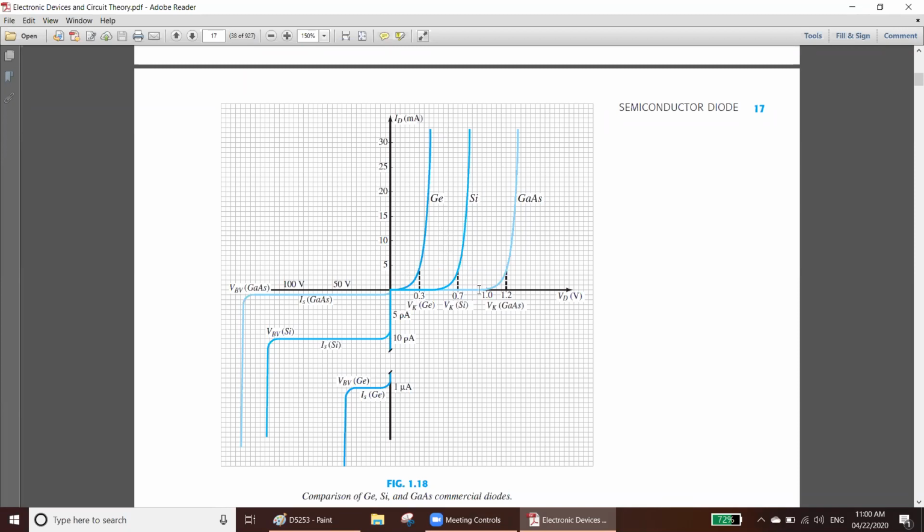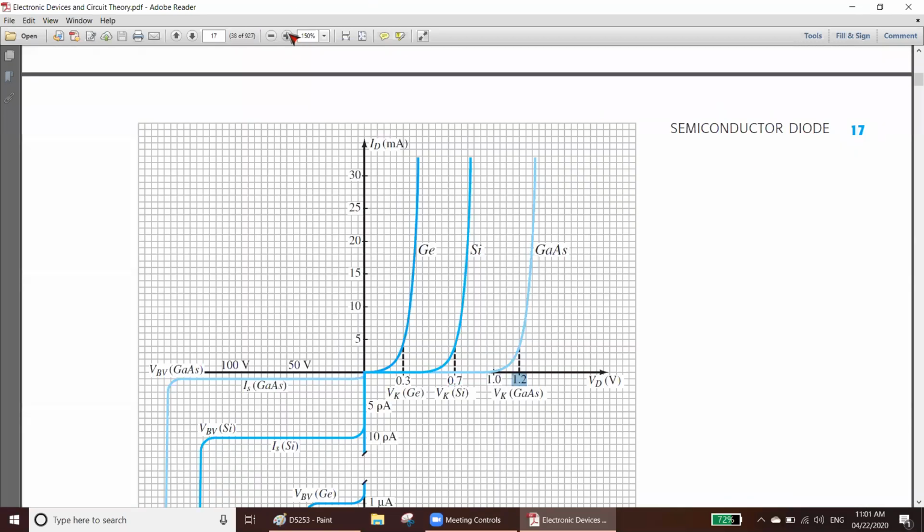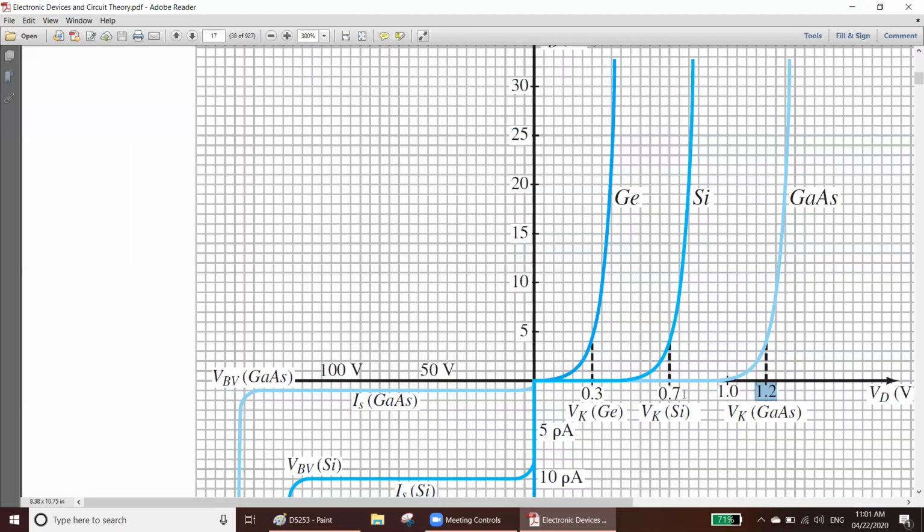So in case of silicon, the voltage is 0.7. That means you need to apply at least 0.7 to turn your diode on, that means make your diode conduct the current. In case of gallium arsenide, it is 1.2. So remember this: for germanium, it is 0.3. For silicon, it is 0.7. And for gallium arsenide, it is 1.2. Here it is written already.